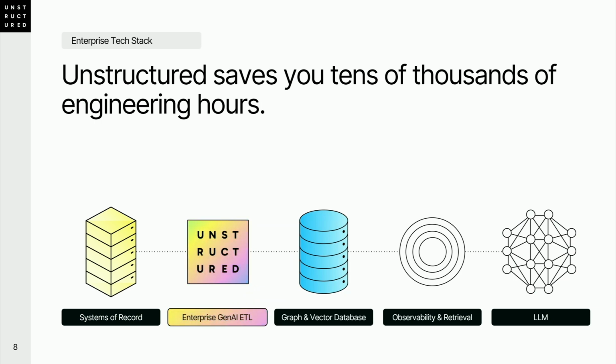So I say we sit to the left of graph and vector storage. We connect to data where it lies, we transform it into a canonical usable format, and we write it into graph and vector storage. We do that on loop. Expose it to your LLMs for retrieval, for model training, for whatever your use cases may be.